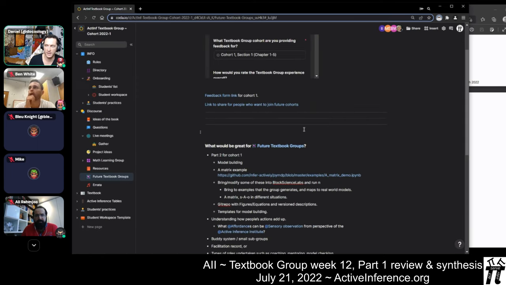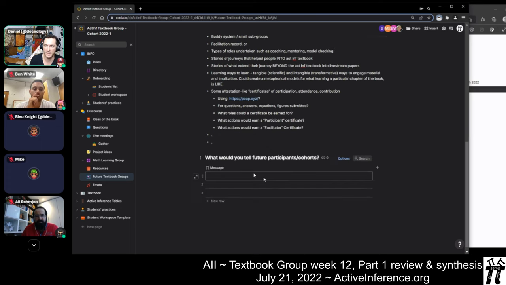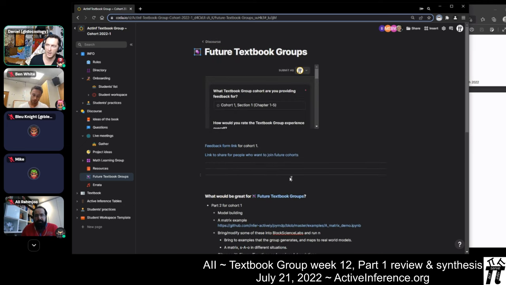The second way is building on some of the ideas that people are already adding here. This is an editable page, so people can add thoughts as they see fit about what would be awesome for future textbook groups or any other feedback. Or as always, they can email activeinference@gmail.com if they want a response to any specific points. And also, it's provided here the link to share for people who want to join future cohorts.